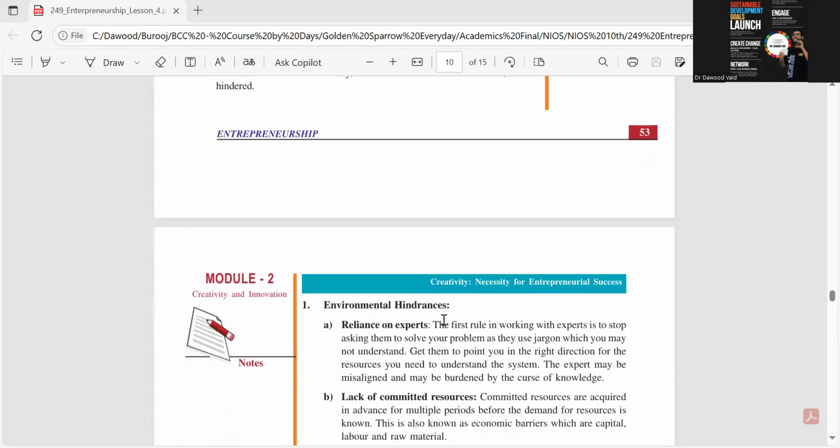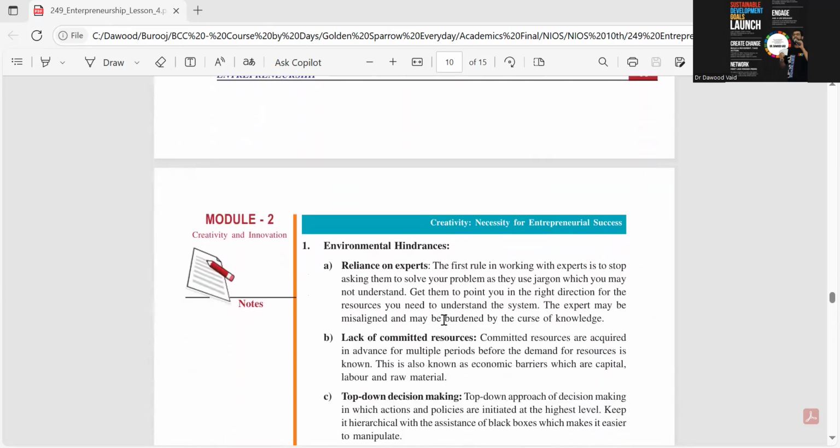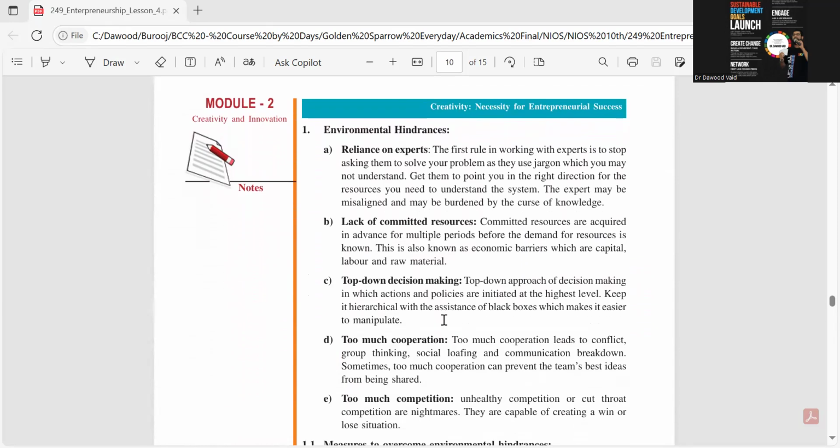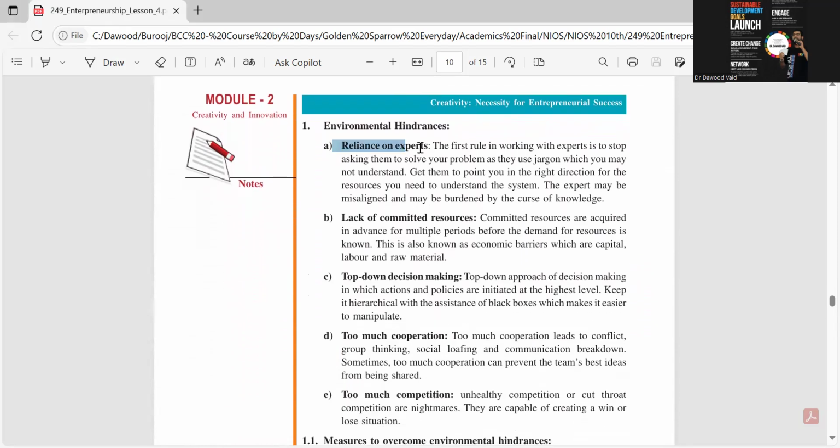What could be the hindrance to creativity? Think about it. If you are an entrepreneur and you want to be creative, let's say even in a school, let's make it easy. Why can't the schools be creative? Reliance on experts. CBSE says only a B.Ed teacher can teach, and then I've seen non-B.Ed teachers teach better. No disrespect to other teachers with qualifications, but expert reliance.